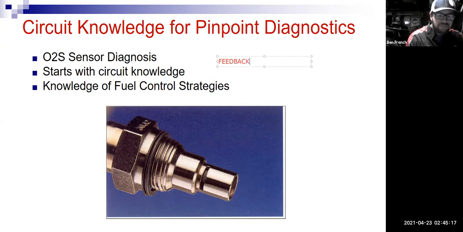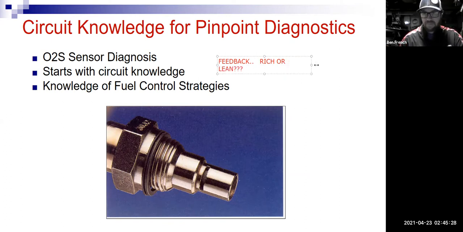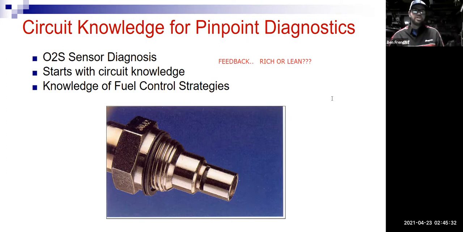Now, what's this feedback? The feedback is, well, how is the engine running, right? Is it running rich or lean? And so that's really important. So if we're trying to establish a condition, is the car running too rich? Is the car running too lean? Does the car have a misfire, right? O2 sensors are important for that, okay?